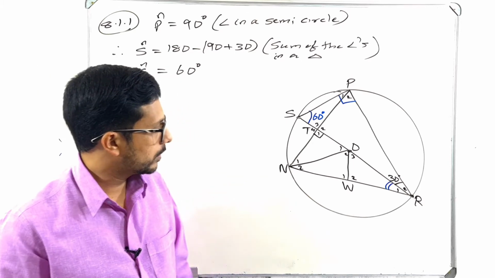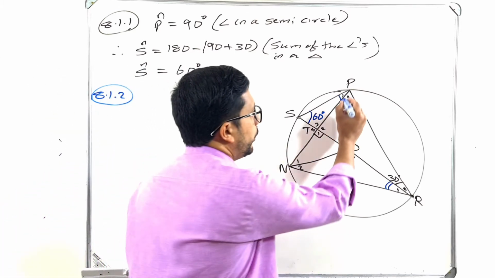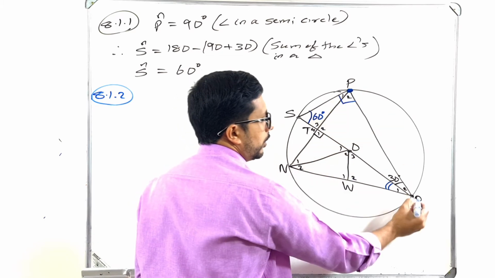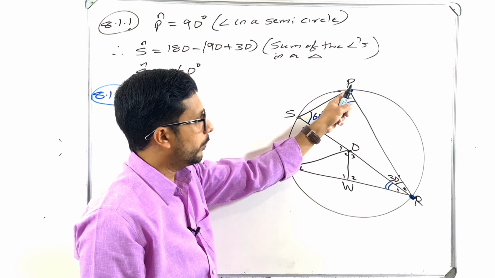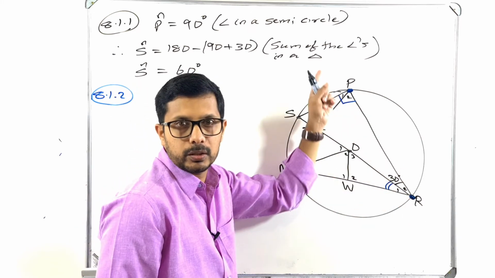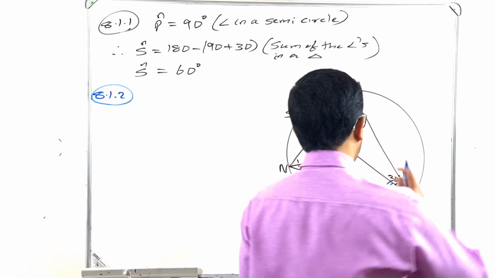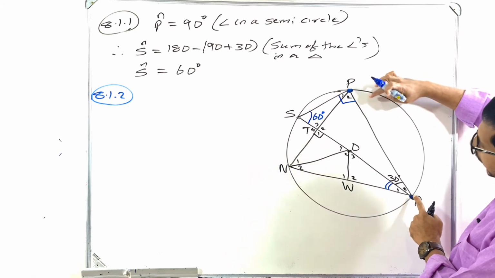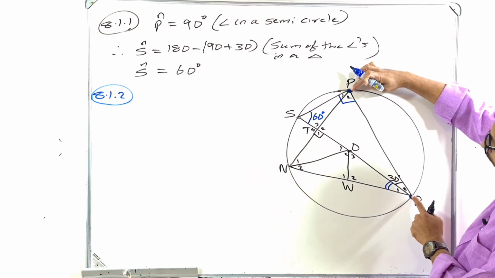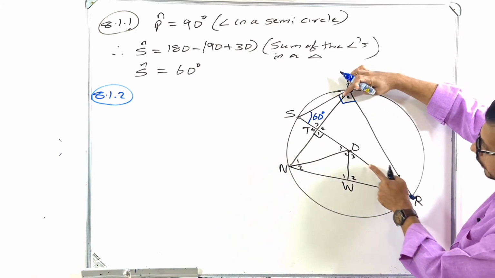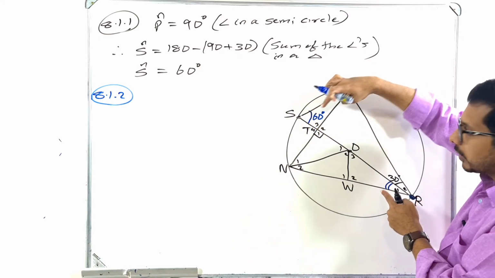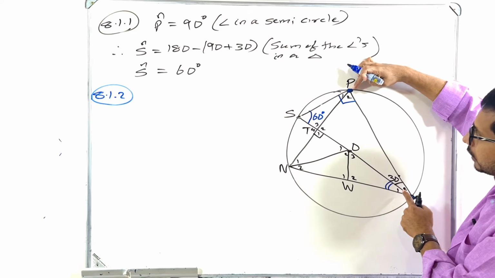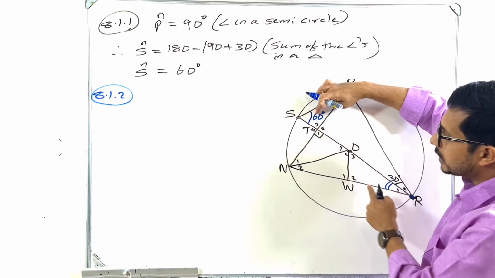Look at these two points, point P and point R. Okay, now listen very carefully. Look at the points P and R. Look at the chord PR. From that chord PR, can you see this angle is coming? Look at the points P and R, then this angle is coming, that is 60 degrees. Do you understand? From the points P and R, this angle is formed, that is 60 degrees.